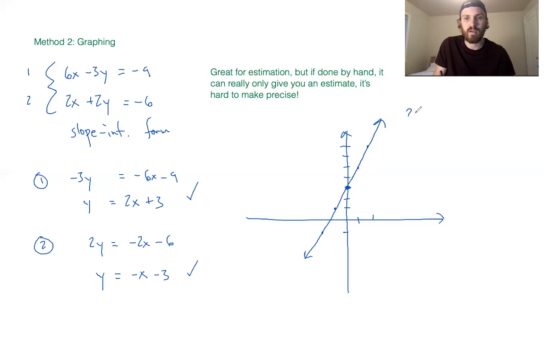So that's 2x plus 3. And our other equation, y equals -x minus 3. The y-intercept is -3, and then up 1 over 1. So even now my graphs are a little bit off, but it does look like they intersect at the point -2, -1 as expected. Okay, so that intersection point is the solution.